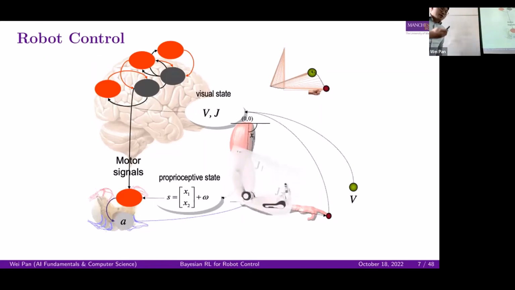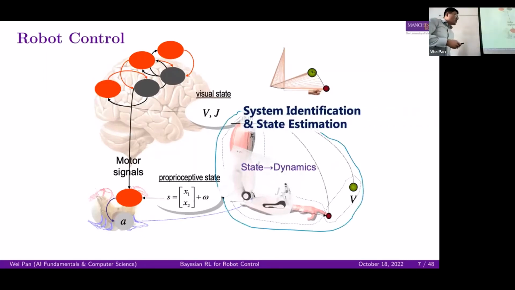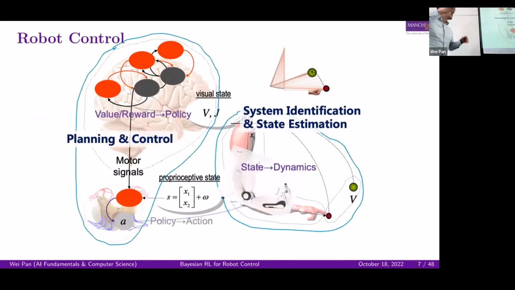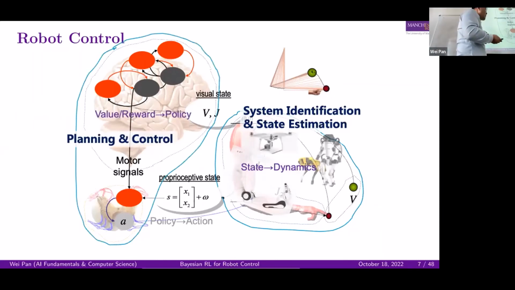How to translate this into robotics? Well, if you want to control a robot, you have to understand how the robot works. That is to know the dynamics of the robot. And also, we want to track our finger. Preferably, we can predict the motion of our finger. This is known as system identification and state estimation, that is from state to dynamics. On the high-level part of our brain, that is used for planning and control.